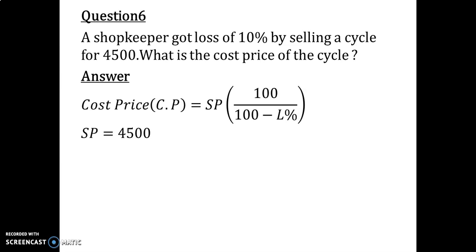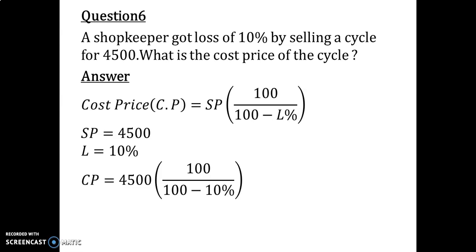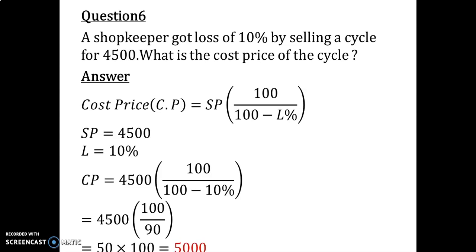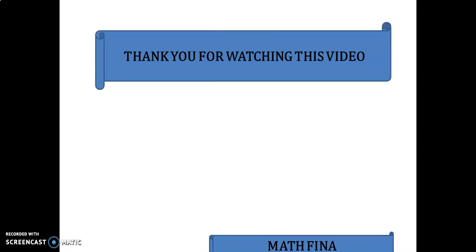So here the selling price we have from the question itself is 4500. Loss percentage is equal to 10%. Cost price is 4500 into 100 divided by 100 minus 10. Therefore 4500 into 100 divided by 90, that is equal to 50 into 100, which is equal to 5000. That is the answer.